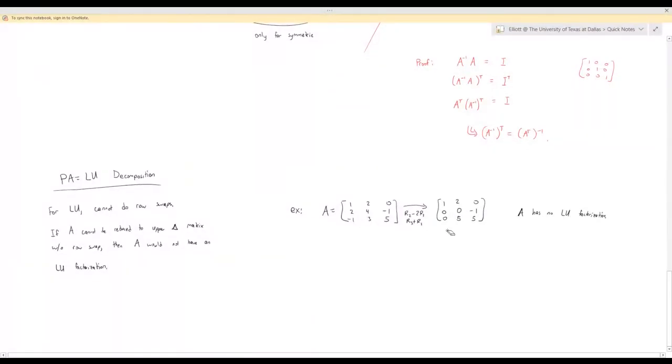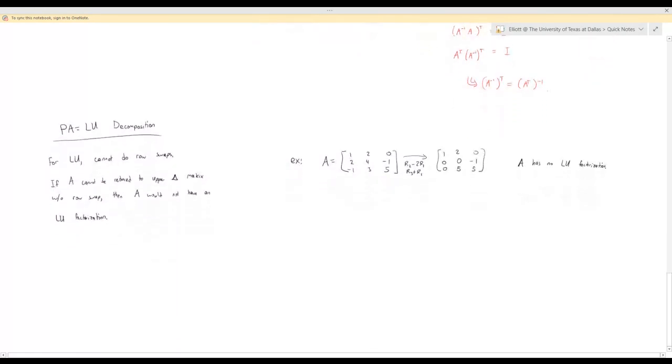Okay. Now, if we swapped rows though, in this example, if you did swap row 2 and row 3, that would give you an upper triangular matrix. So what happens if you had to swap rows? You can't do A equals LU, but we can do something that's almost A equals LU. Namely, we can do this PA equals LU decomposition.